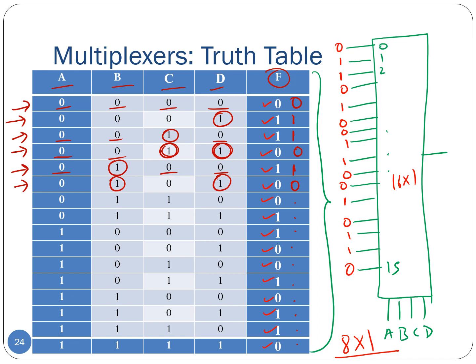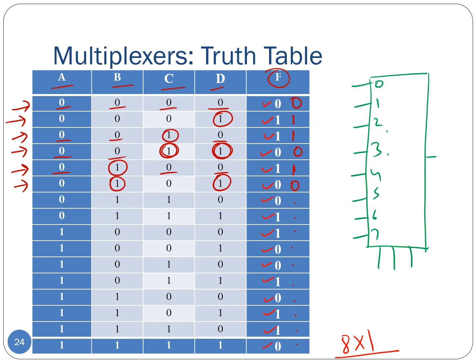So let's first get rid of this multiplexer here. So we are instead given this 8 by 1 multiplexer. There are 8 inputs, exactly 1 output, and 3 control lines. So now how do we emulate this 16 row truth table using this 8 by 1 multiplexer?